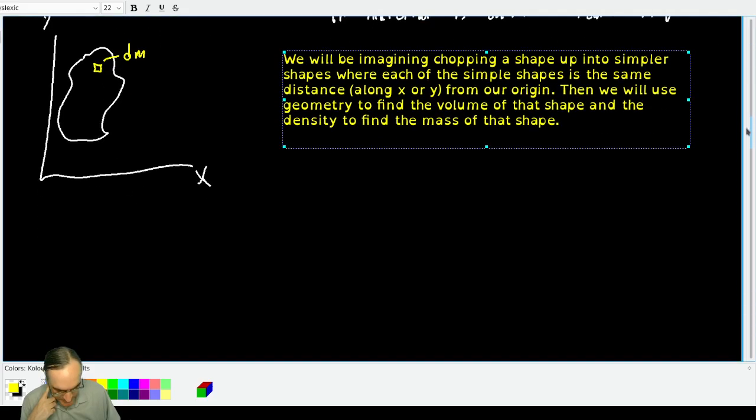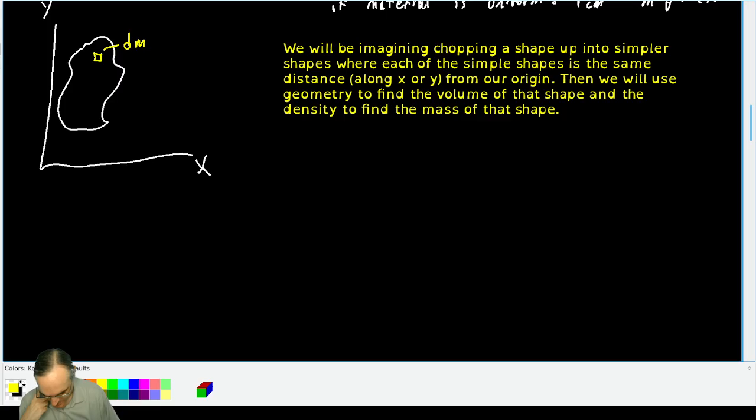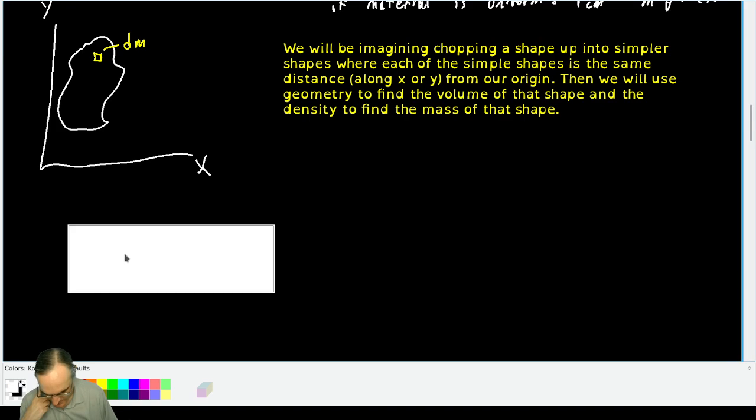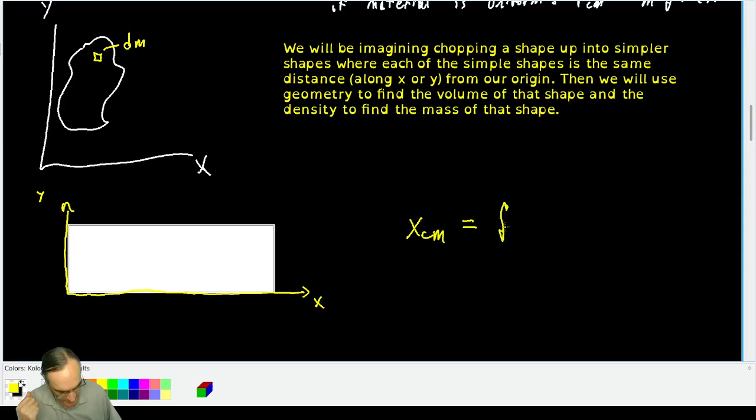As a simple example of how this might work, imagine if we wanted to find the center of mass of a rectangular solid. Pretty straightforward idea. We'll set up our y and x coordinates, so we put 0, 0 at the lower left corner. And now we'd be thinking about how we would divide this up. Let's say we want to find x_CM by calculus. So that's going to be 1 over the mass times the integral of x dm.